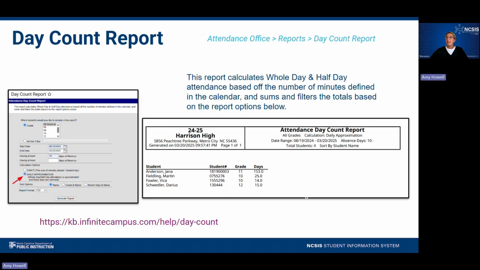All right, let's look at some attendance reports that you can keep. The day count report is very nice. This is going to report all your whole day and half day attendance. So this will give you your by student attendance days that they have for the whole year. Okay, you'll put your dates in here, and it runs by having at least. So if you put at least one, you're going to run all your students' attendance that have at least 1 day of absence. Now, again, on this, just like some of our other enrollment reports, we want to make sure we have daily approximations selected when we run this.